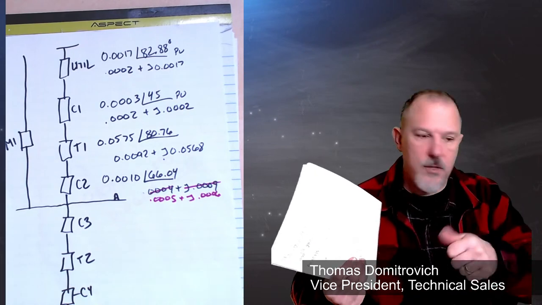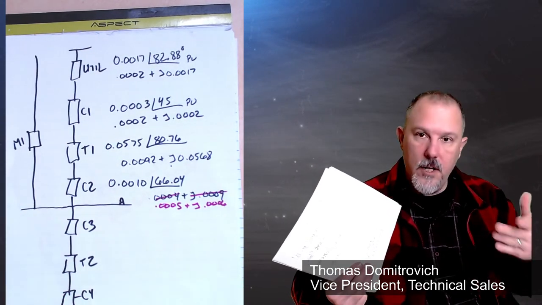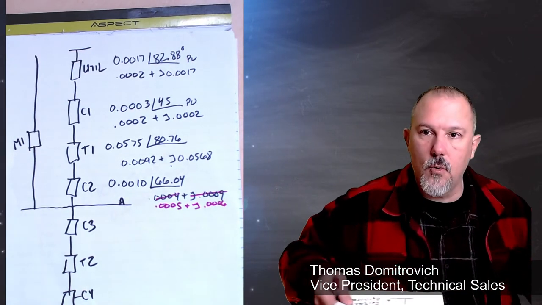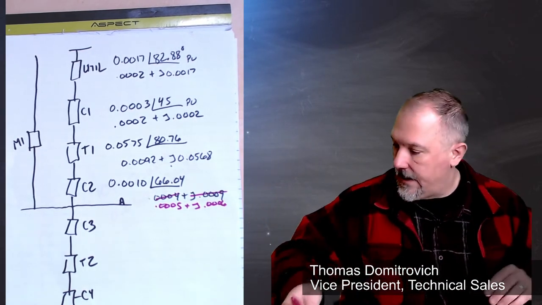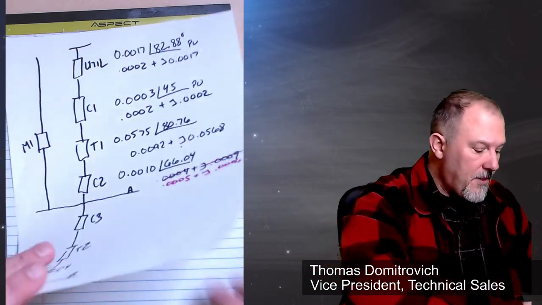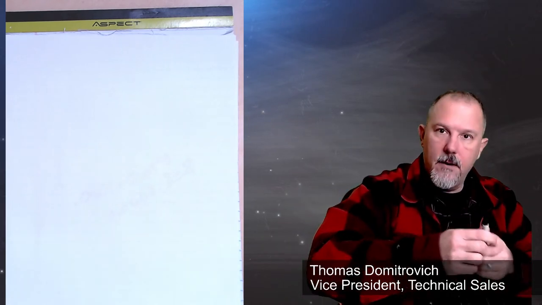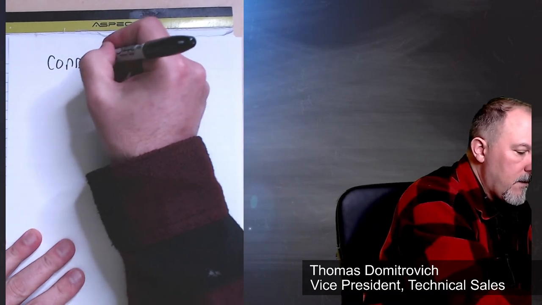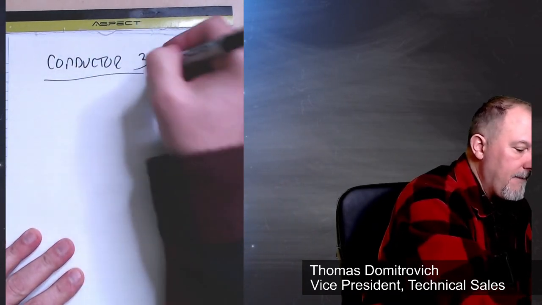Okay, so we got utility C1, T1, C2. I feel good about those per unit values. We know how to put that. This is talking paper. I gotta make sure I get my stuff in order here. All right, so C3. What is conductor? I'm not going to use pink. Pink is for error. Black is for non-error. Conductor 3. What is conductor 3? That is 2.